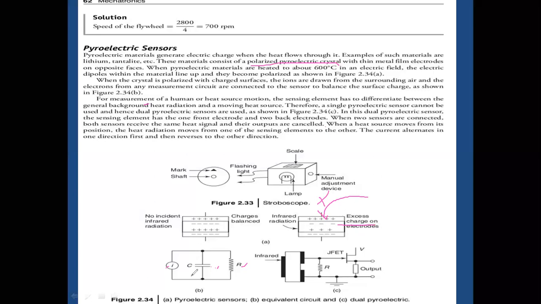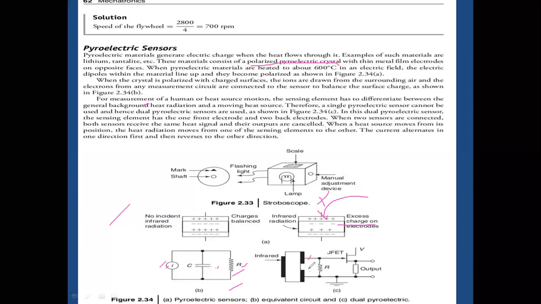Bringing the entire particles into one circuit, we have something like this one. We have a capacitor, a resistance, and an ammeter, and we can't perform the entire specification with one sensor. That's why we go for dual sensors. Dual sensors are like this one.